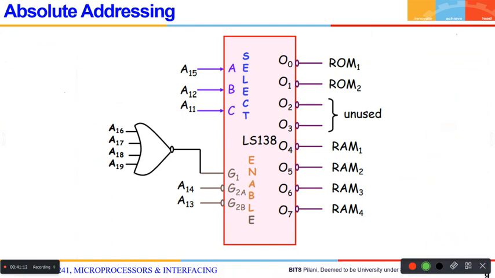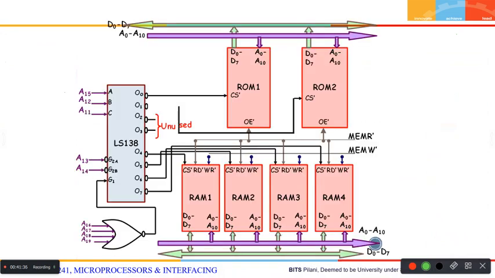See, ROM 1, ROM 2, RAM 1, RAM 2, RAM 3. According to that, have you understood how we got this? This is final. That's all. Done. This is for the 8088 microprocessor. Right? Okay. So practice once again. See, this is the way it works.